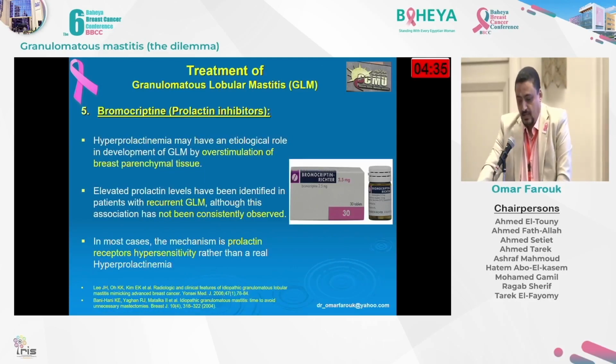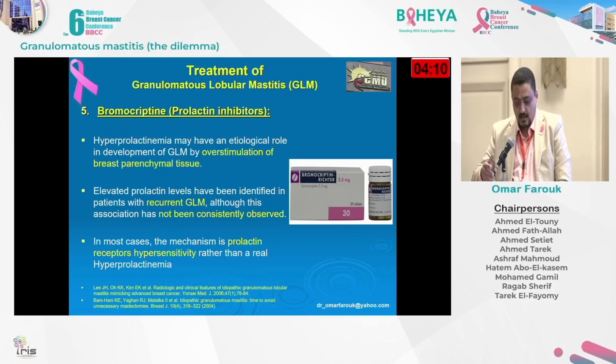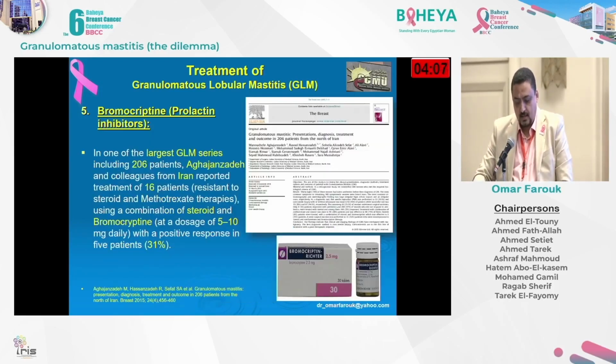Bromocriptine also could be used. The rationale is that hyperprolactinemia may have an etiologic role in the development of the disease by overstimulation of the breast parenchymal tissue. Elevated prolactin levels have been identified in patients with recurrent granulomatous mastitis, although this association has not been consistently observed. In most cases, the mechanism is prolactin receptor hypersensitivity rather than real hyperprolactinemia. The first one to use this drug was Agha Janzada from Iran in his largest series.